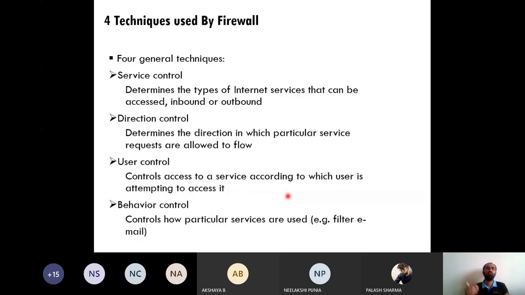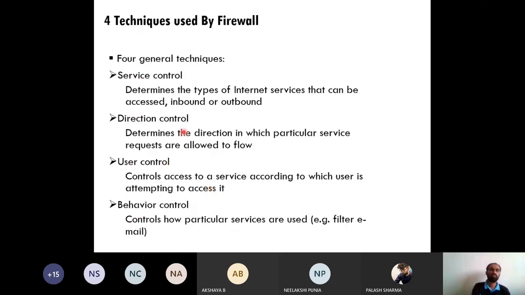If there is a new user, like a visitor, the security fellow has to decide whether he is a visitor or not based on the information given by the faculty or any employee. So there are different modes of firewalling, different ways of monitoring and verification. In the same way, with respect to firewalls, there are four network firewall techniques: service control, direction control, user control, and behavior control.